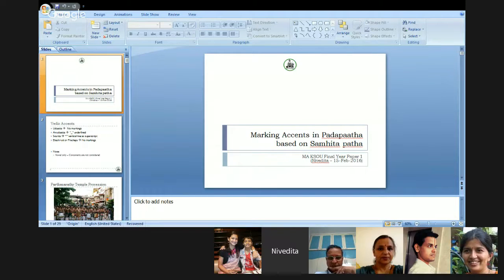Udaatta is a swara which doesn't have a marking. I'll be going through the same slide again in detail. Anudaatta is a swara which is marked this way. Svarita has a specific marking, and Ekashruti doesn't have any marking. So we'll come back to this.